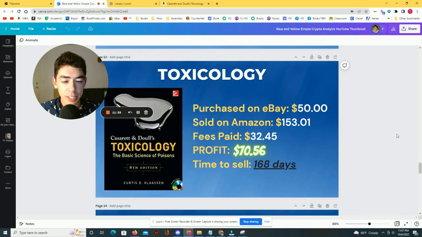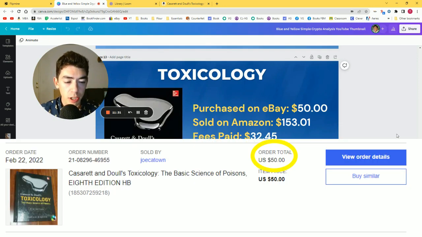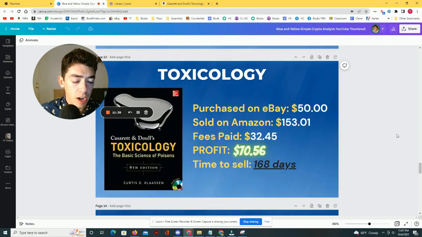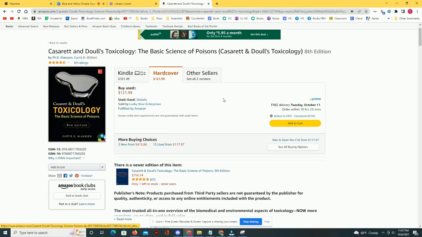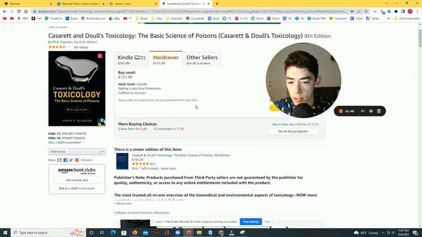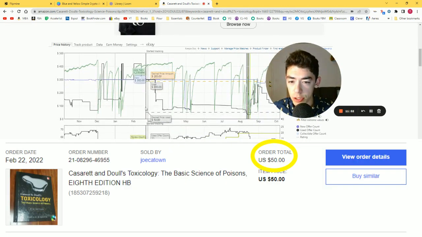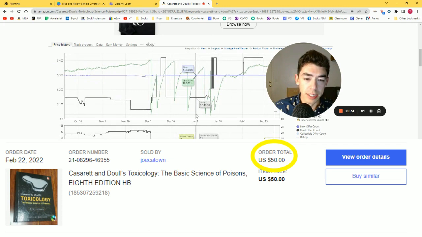All right, the second mid-tier flip book we're gonna look at is this toxicology book. I purchased this on eBay for $50, flipped it on Amazon for $153, paid Amazon $32, profited $70, and took 168 days to sell. So this actually took quite a while to sell. It's quite a number of months. But let's take a look at the Amazon listing here. I bought this on February 22nd. So we just zoom into February 22nd. This is the data that I was looking at.